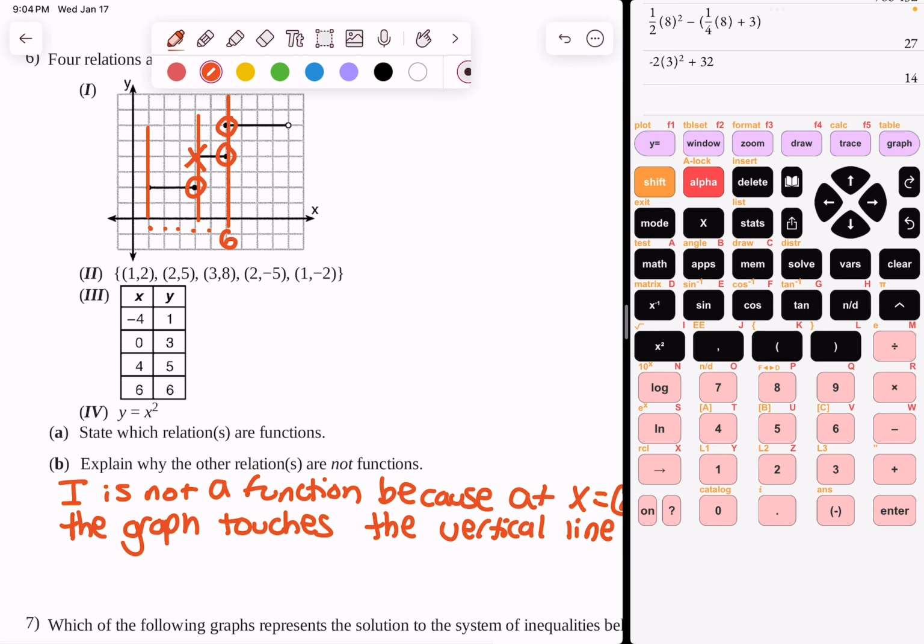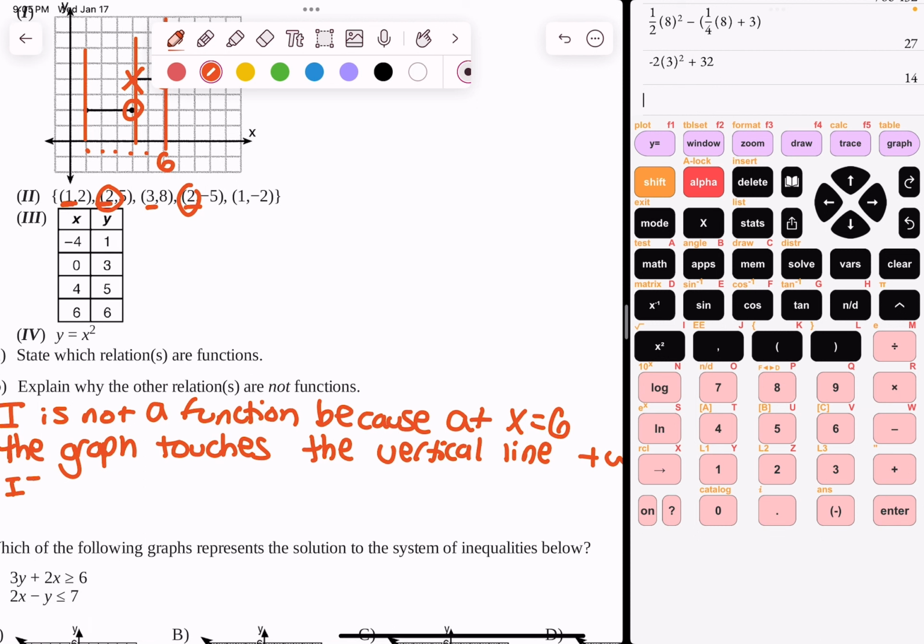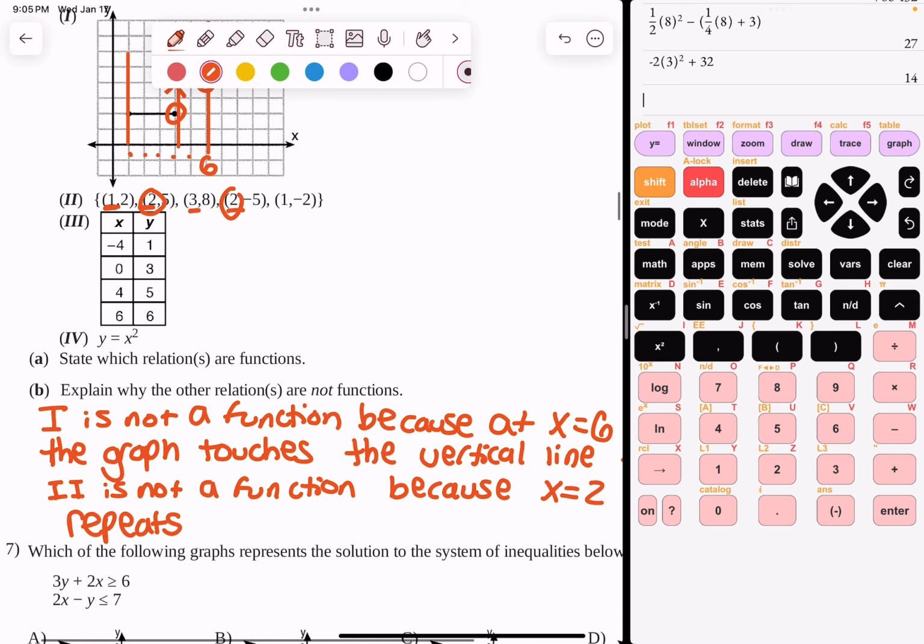In order for ordered pairs to be a function, we need to make sure no x's repeat. Oh no, but right here these x's repeat. So 2 is not a function because x equals 2 repeats. Perfect.